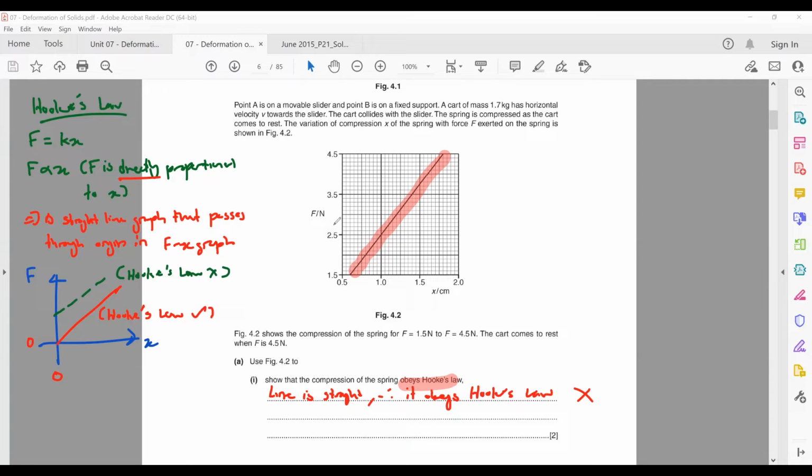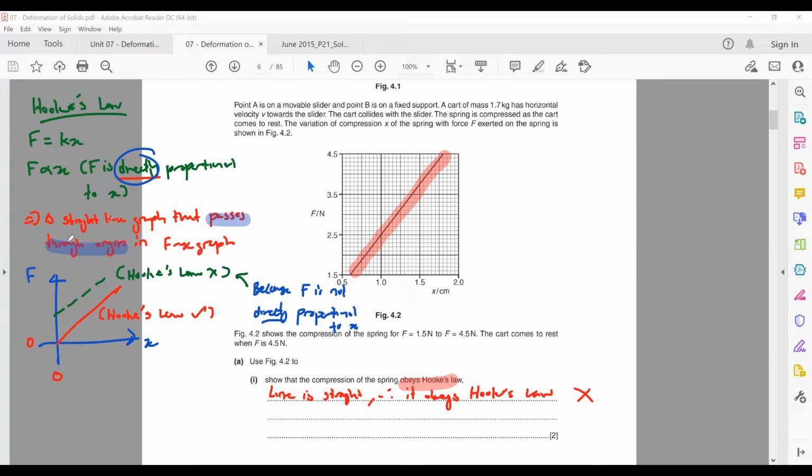Okay, because F is not directly proportional to X. So the thing here is Hooke's law specifically says that force is directly proportional to X. That means that in the force versus extension graph, it has to pass through origin.